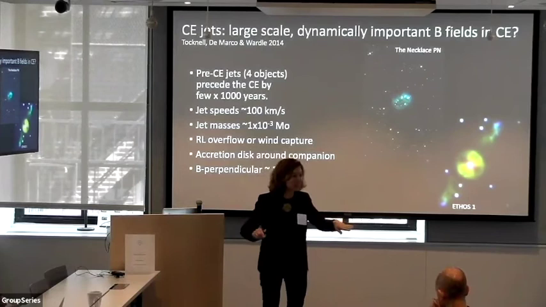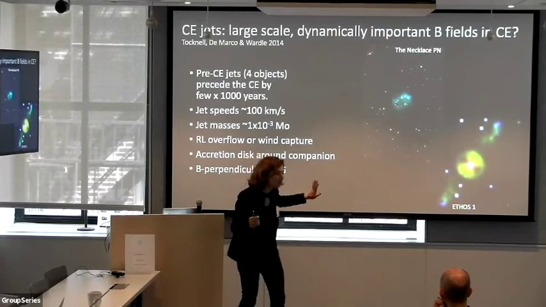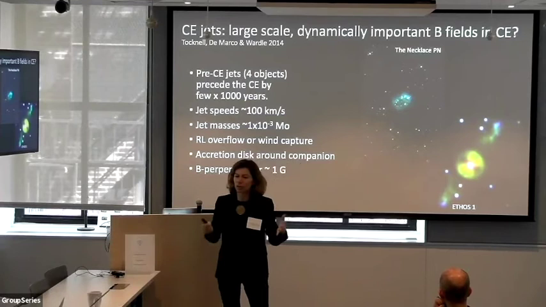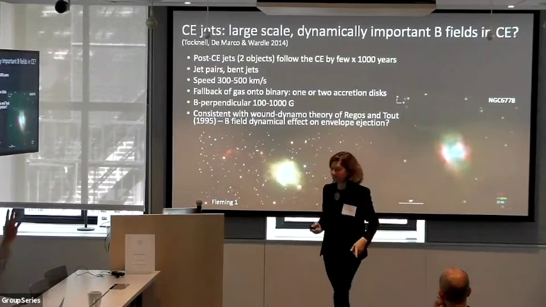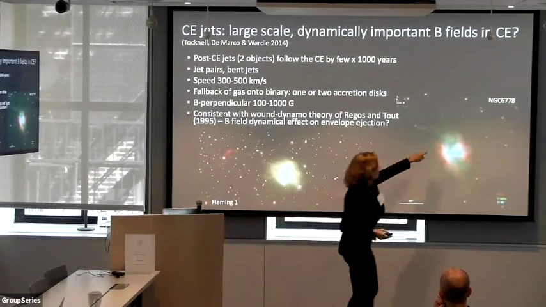Now, who knows what the geometry of the magnetic fields looks like in those configurations, but a Gauss is about what you have at the surface of AGB stars, so we kind of don't worry too much. Now, these ones are really weird, this is all twisted, this one has two sets of jets. Perfect, I'm finished. For these ones, you can actually tell that these jets were formed after the common envelope ejection.